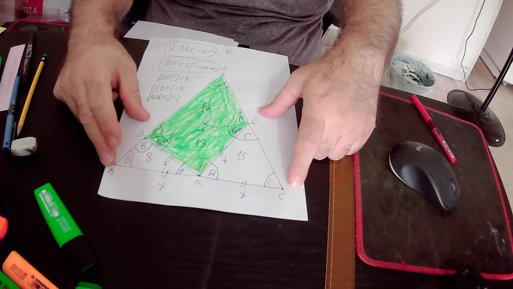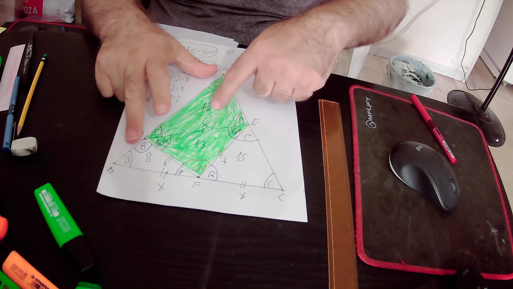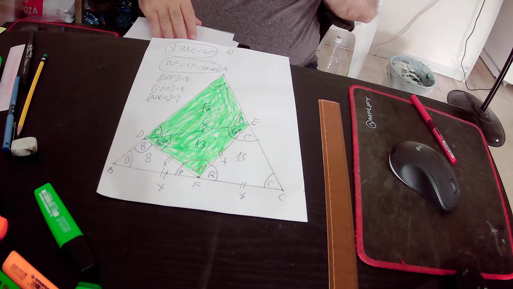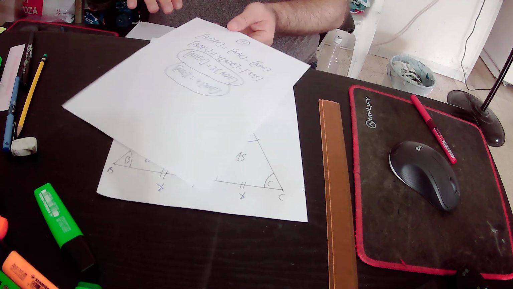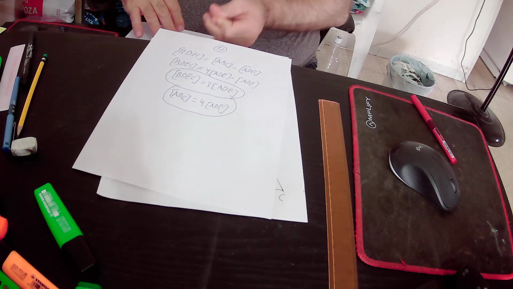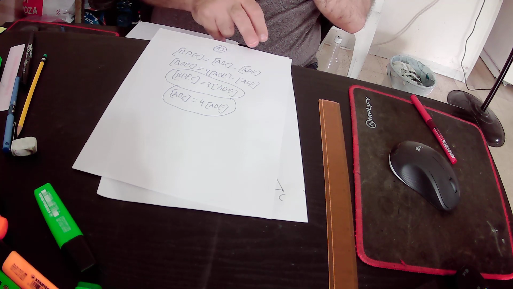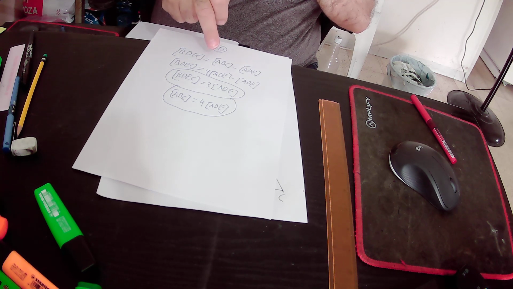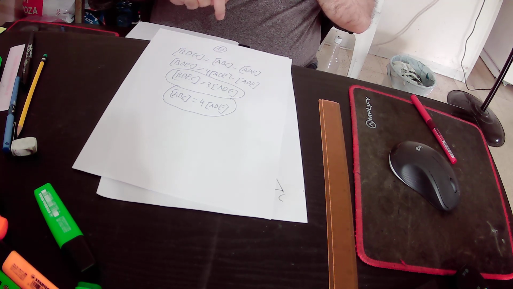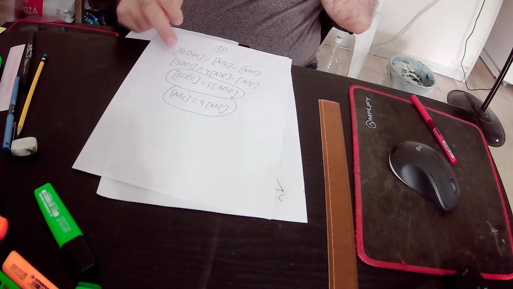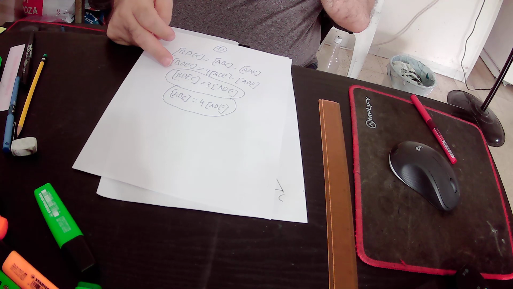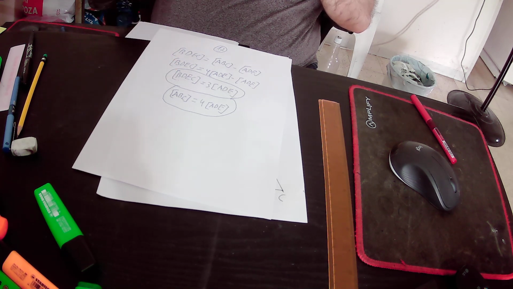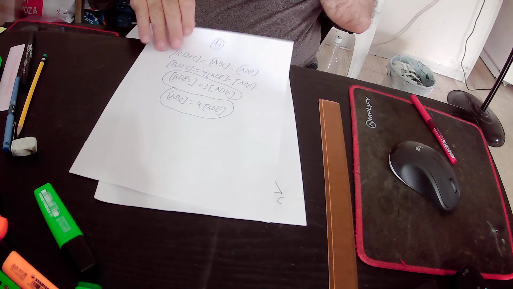The area of this quadrilateral is the area of triangle ABC minus the area of this triangle. So the area of quadrilateral BDEC equals the area of triangle ABC minus the area of triangle ADE. But we have already found out that the area of triangle ABC is 4 times the area of triangle ADE. Okay, so we found that the area of quadrilateral BDEC equals 3 times the area of triangle ADE, and we have already found out that the area of triangle ABC equals 4 times the area of triangle ADE. Okay?